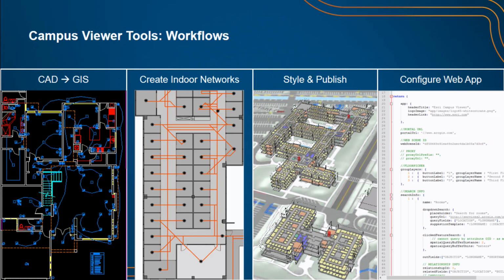And last up is configuring the web app. So as part of this template that we're releasing, we have a JavaScript 4.1 API web application. And it essentially takes all these layers, scene layers, feature layers, and other configurations, and you can publish a web app out that other people can use to locate places inside a building or on a campus. And as I said, route between those two locations.